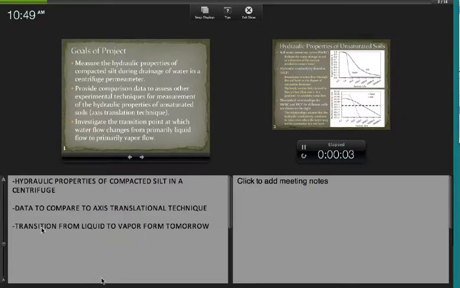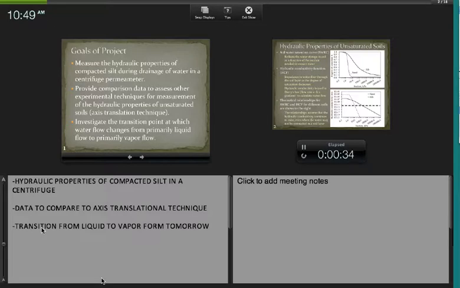It's important. So the main goals of our project: we wanted to study the hydraulic properties of compacted silt in a centrifuge permeameter. This data we can compare with other data obtained using other techniques. One of those techniques is called the axis translation technique. Basically, you have a layer of soil and you apply air pressure from the top and water pressure from the bottom. When you adjust the two, you can affect the drainage rate of the soil.